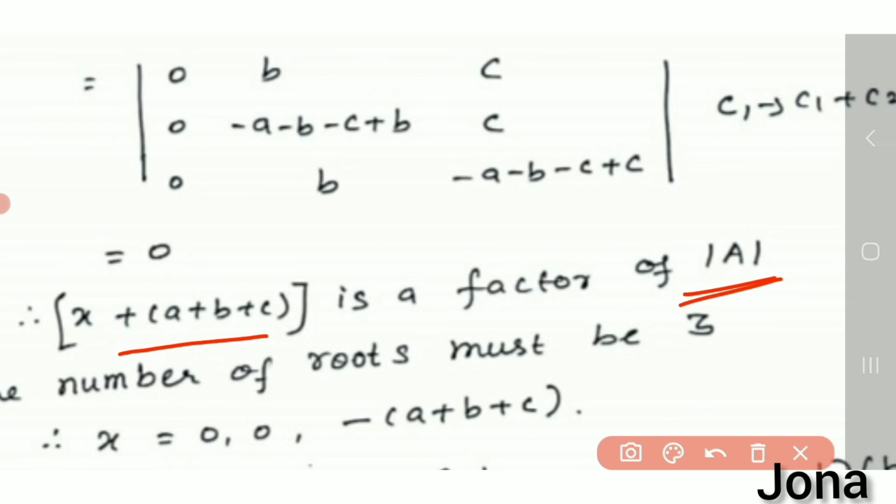So the number of roots must be 3 here, because the degree of the determinant is 3. So already we have the first one as 0, the second one also 0, and the third one is minus of a plus b plus c.